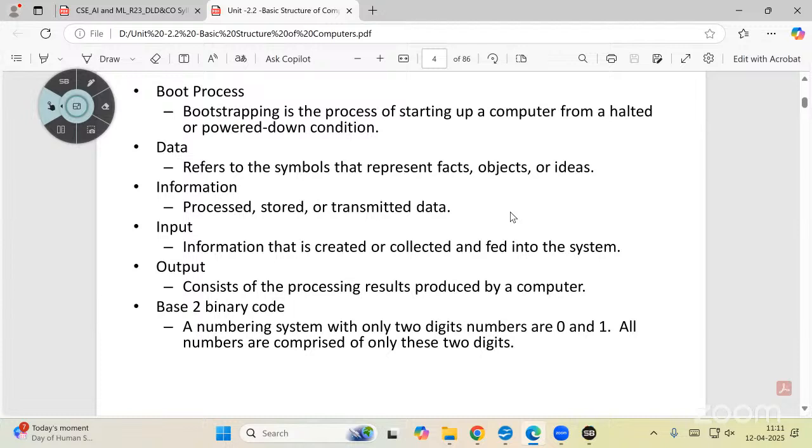Okay. The next one, data. The data can represent objects and values, numeric values or anything. Next, the information can be processed and stored, and can be transmitted. Transmitting means sharing the data from one computer to the other computers. And next, input device and output device and binary data.